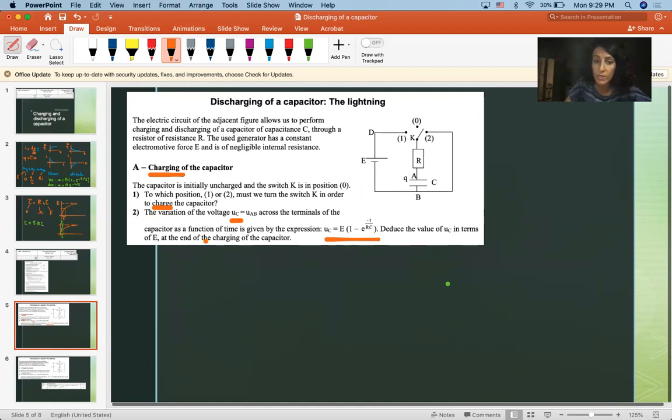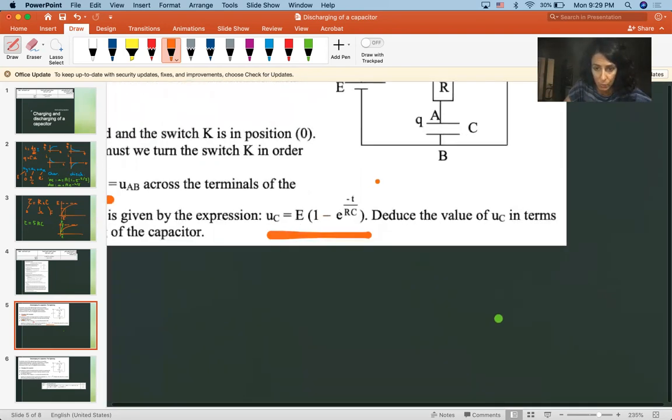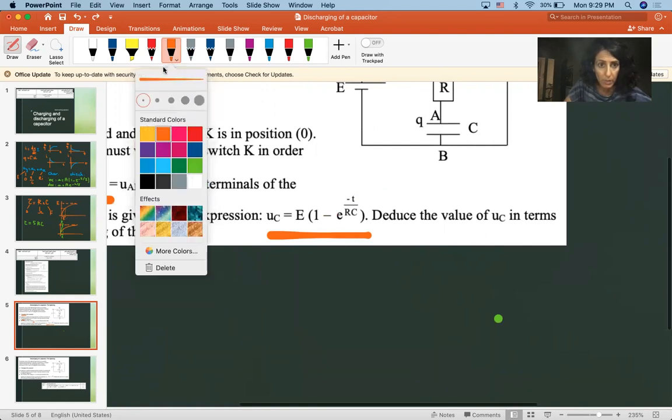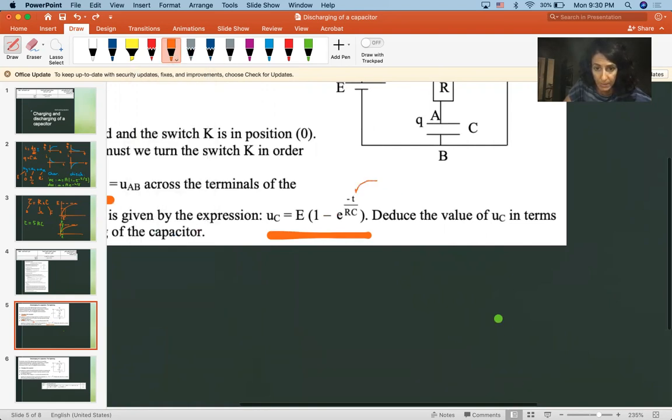Deduce the value of UC in terms of E at the end of the charging process. At the end of the charging process, we know that the time is 5 tau. So if you simply replace this one, okay, I think I need a smaller pen. Let me change to a smaller pen. So in case I want to replace small t with 5 taus, because at the end of the charging process I have 5 RC, RC and RC will cancel out. You will end up with E times 1 minus e to the minus 5, because it's 5 RC over RC.